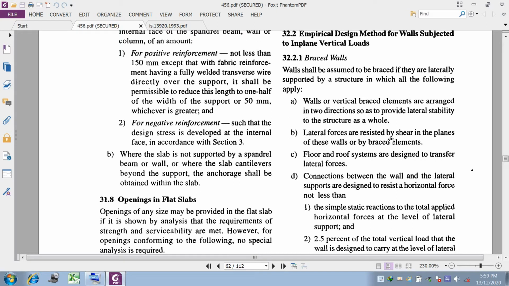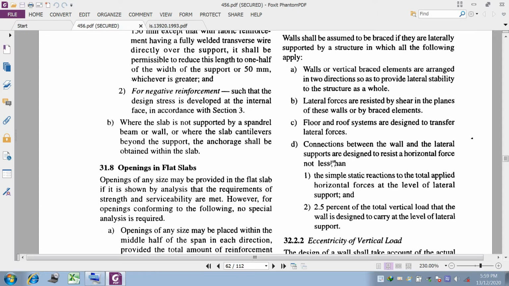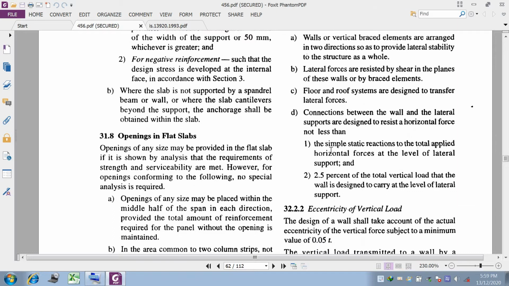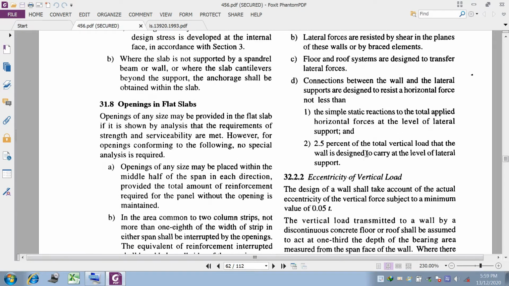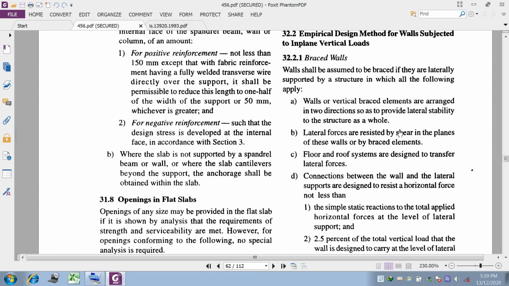Second, the lateral forces are resisted by shear in the plane of the wall or by the braced elements. Then the floor and roof systems are designed to transfer the lateral forces. Then the connections between the walls and lateral supports are designed to resist horizontal forces not less than the simple static reaction to the total applied horizontal force at the level of the lateral support, plus 2.5% of the total vertical load that the wall is designed to carry at the level of the lateral support. So these are the basic requirements of the braced wall.